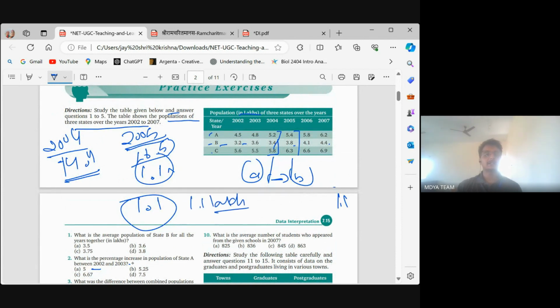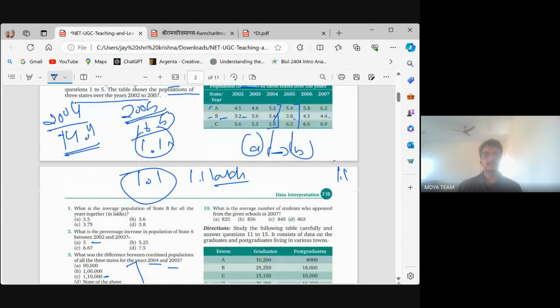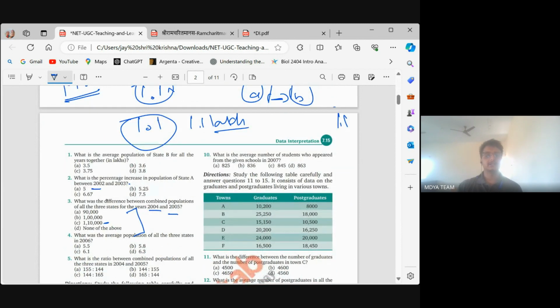And in the solution, they have not written lakh. They have written the normal values. So convert this value, 1.1 lakh, into a normal value. 1 lakh contains 5 zeros. So just multiply this by 1 lakh. 1.1 into 1 lakh. So you will get 1,10,000. Is it clear?